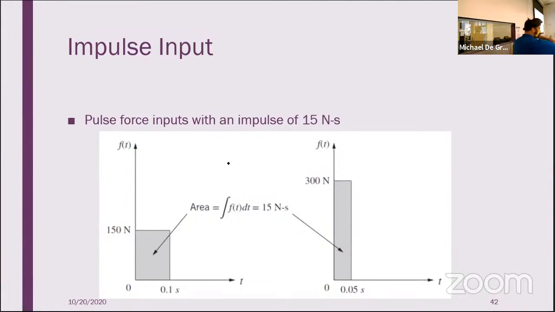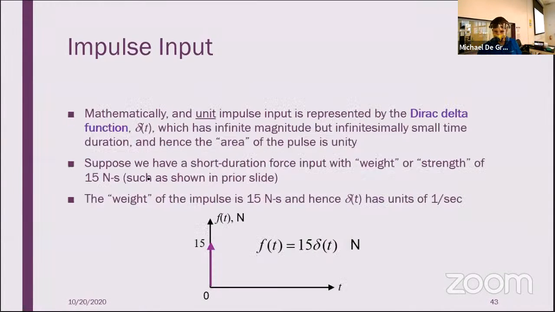These two are equivalent. Why? Because I've cut the time in half and I've increased the force. And so I can continue this trend over and over and over again until I get something that has near infinite magnitude and near infinitesimal amount of time. So mathematically, a unit impulse is represented by a Dirac delta function, delta of t, which has infinite magnitude but infinitesimally small time duration. And hence the area of the impulse is unity.